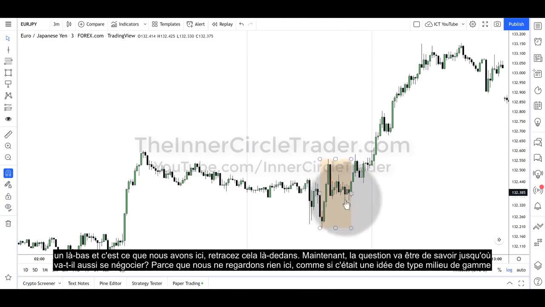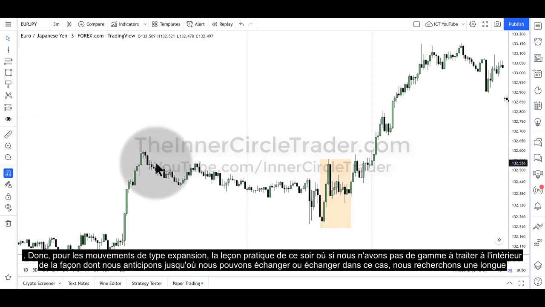And that's what we have here. It trades down to it there. Now, the question is how far will it trade to? Because we're not looking at anything over here like it's a middle of the range type idea. So for expansion type moves, practical lesson tonight: if we don't have a range to trade inside of, how do we anticipate how far it can trade up or trade down?